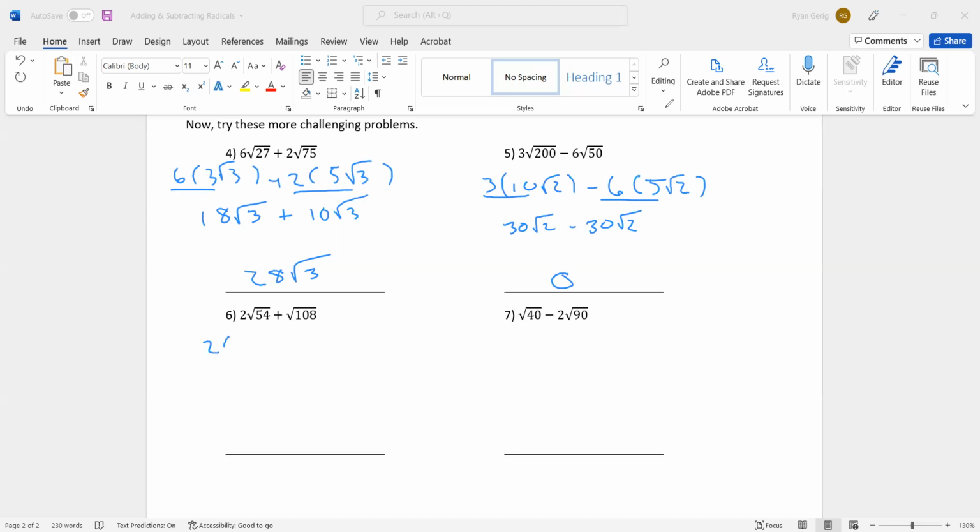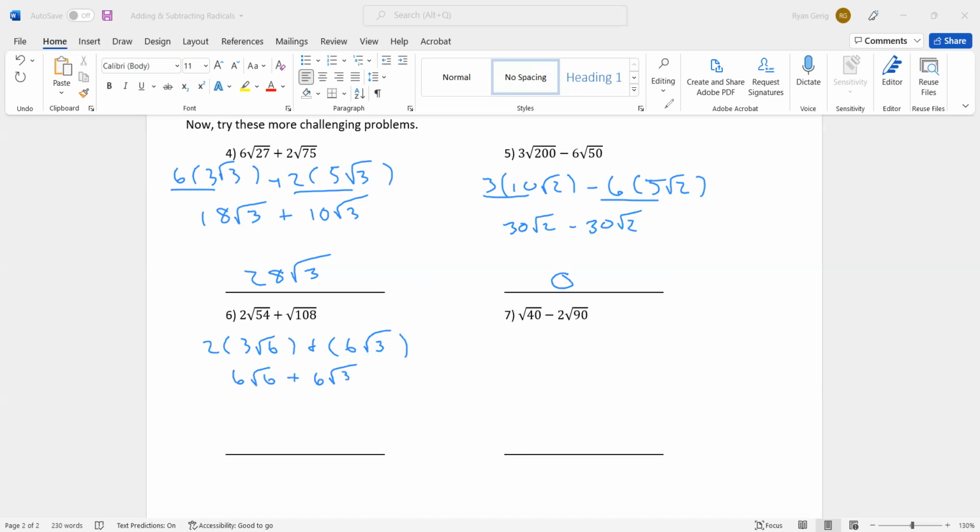All right, number 6. Don't forget the 2. Very common mistake I see. There's no number outside of 108 that I need to worry about, so I'm just going to put the parentheses there. 54 is 3 radical 6. 108 is 6 radical 3. I'm going to multiply 2 and 3 and say 6 radical 6 plus 6 radical 3.